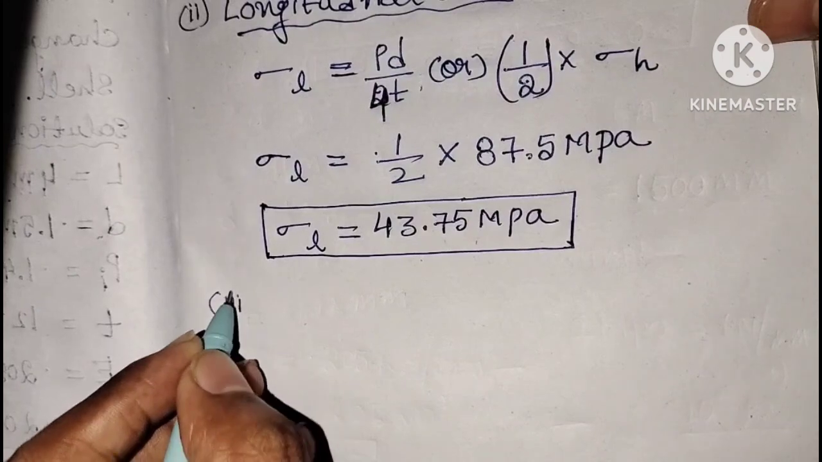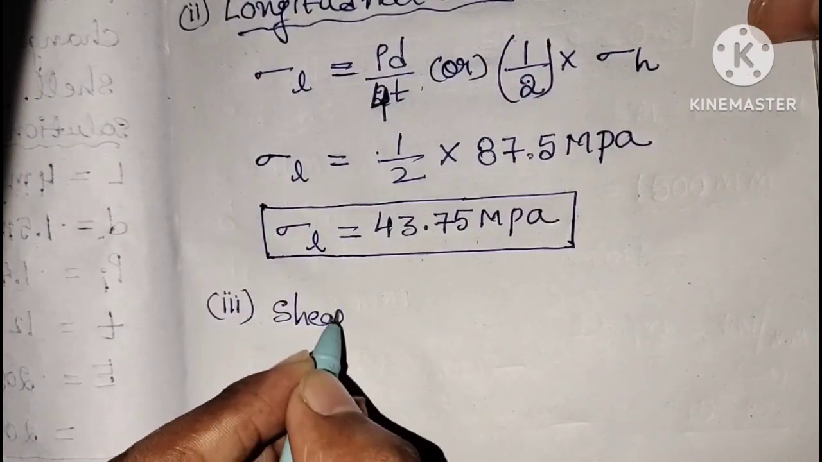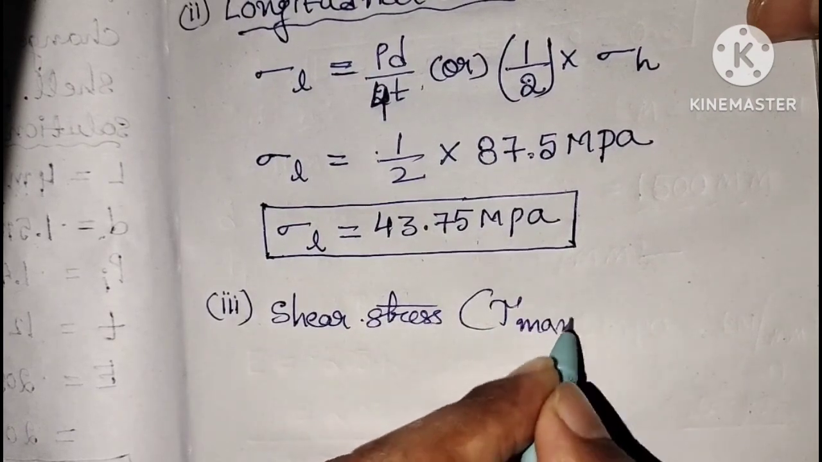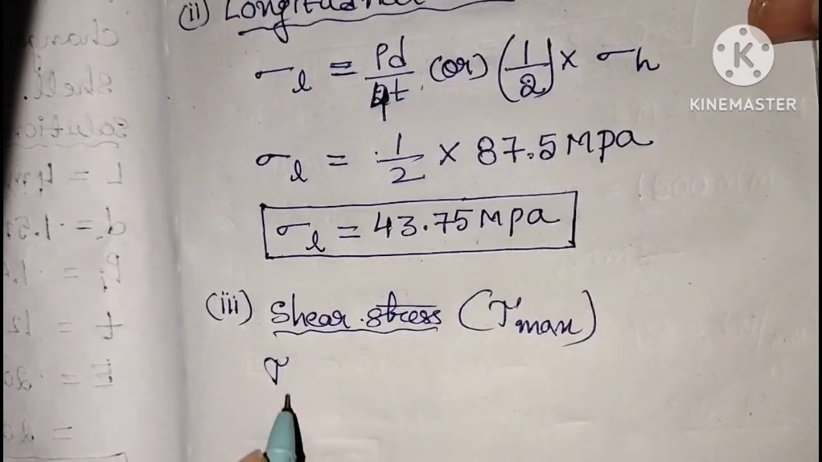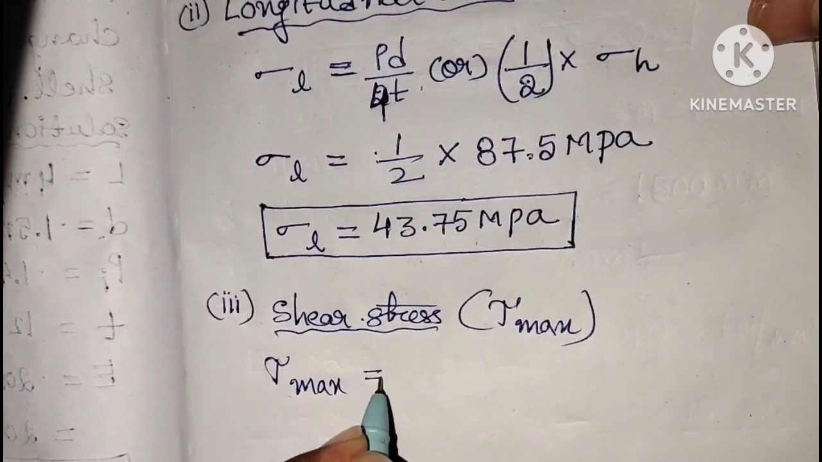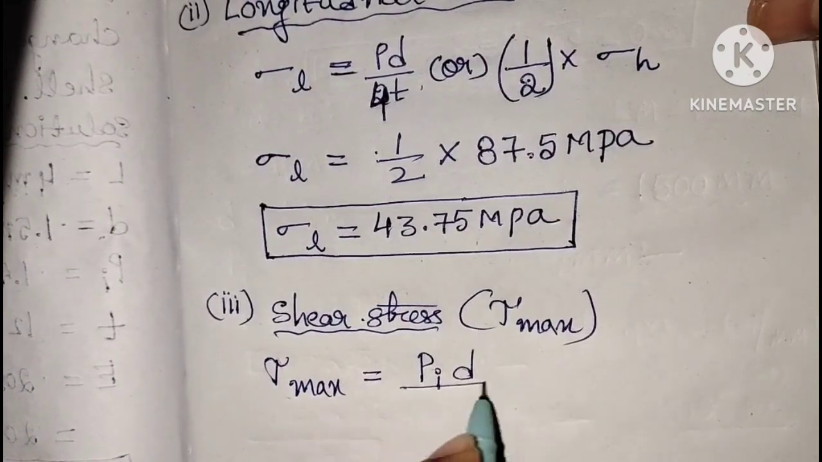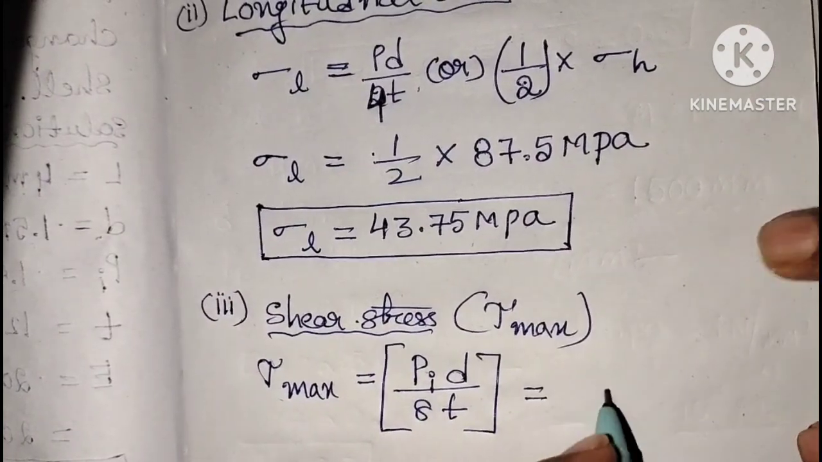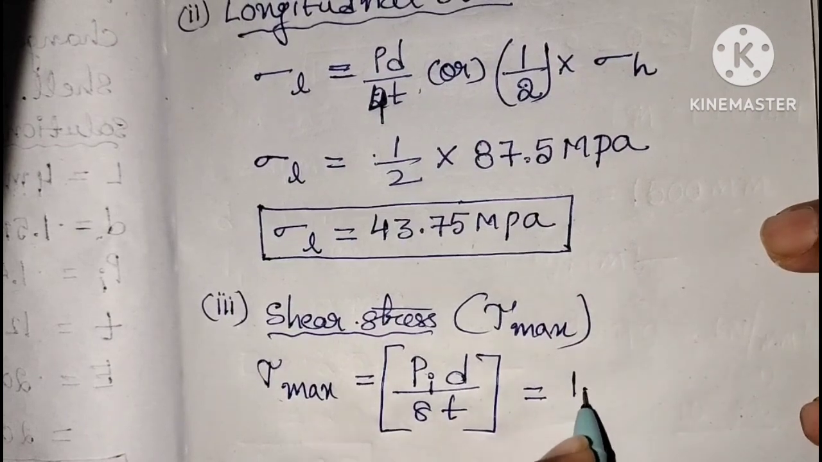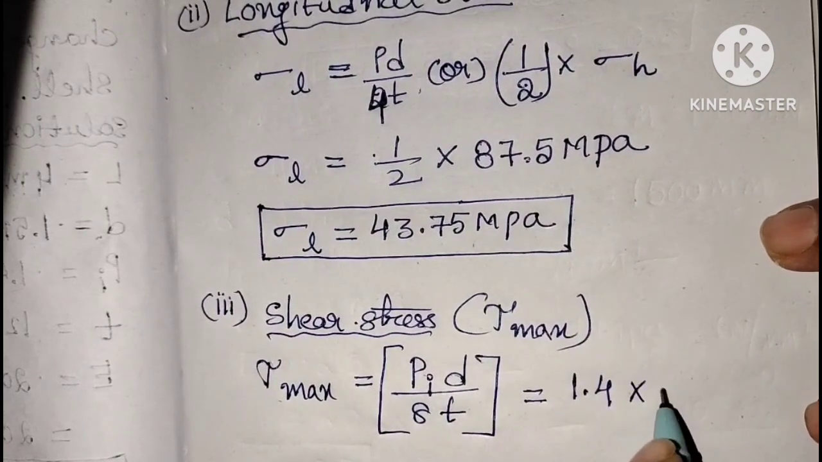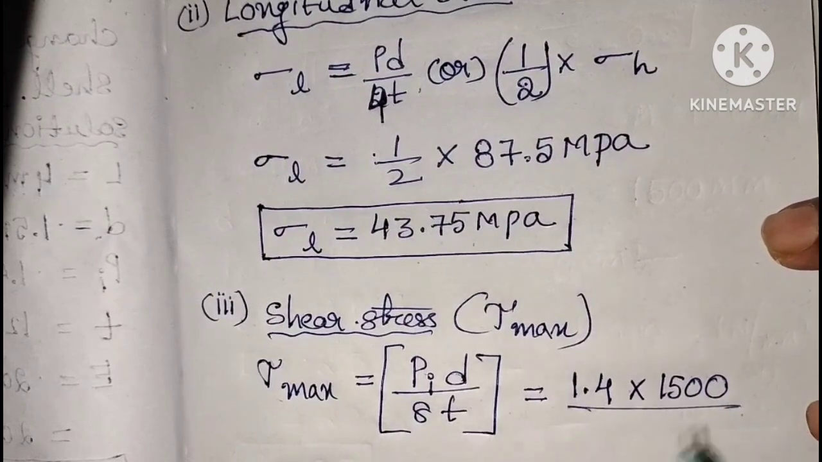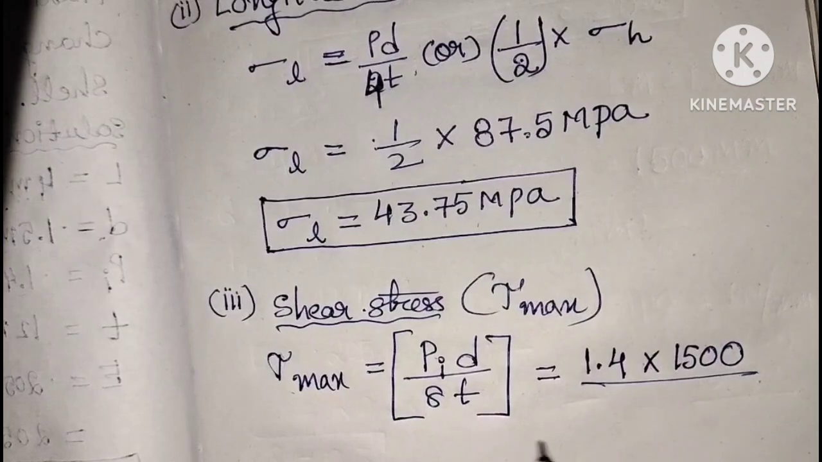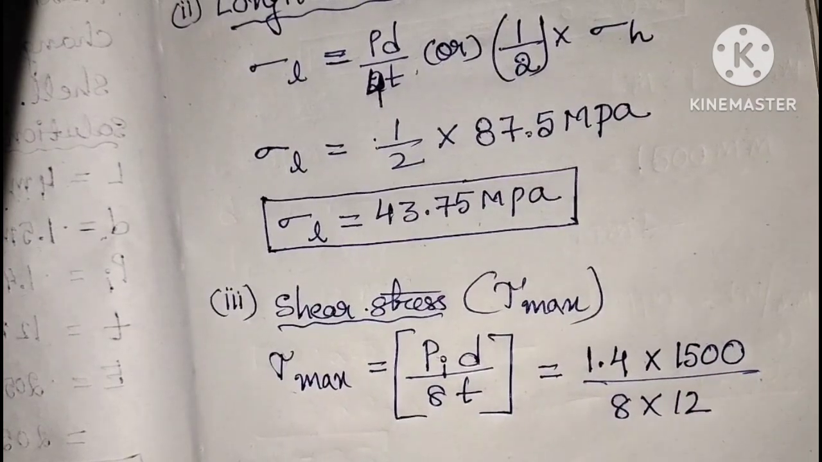Next we need to find shear stress, maximum shear stress. Denoted by tau max. Maximum shear stress is equal to Pi D by 8T. This is the formula for maximum shear stress. So internal pressure 1.4 and the diameter is 1500, by 8 into thickness 12 mm.